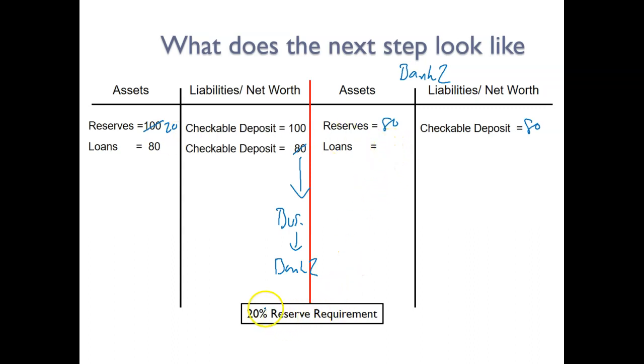Well, now they need to keep 20% of this reserve requirement on hand. So 80 times 0.2, they need to keep $16 on hand. Actual reserves minus required reserves, $64. So we're going to create a loan of $64, and they'll have a checkable deposit equal to $64.